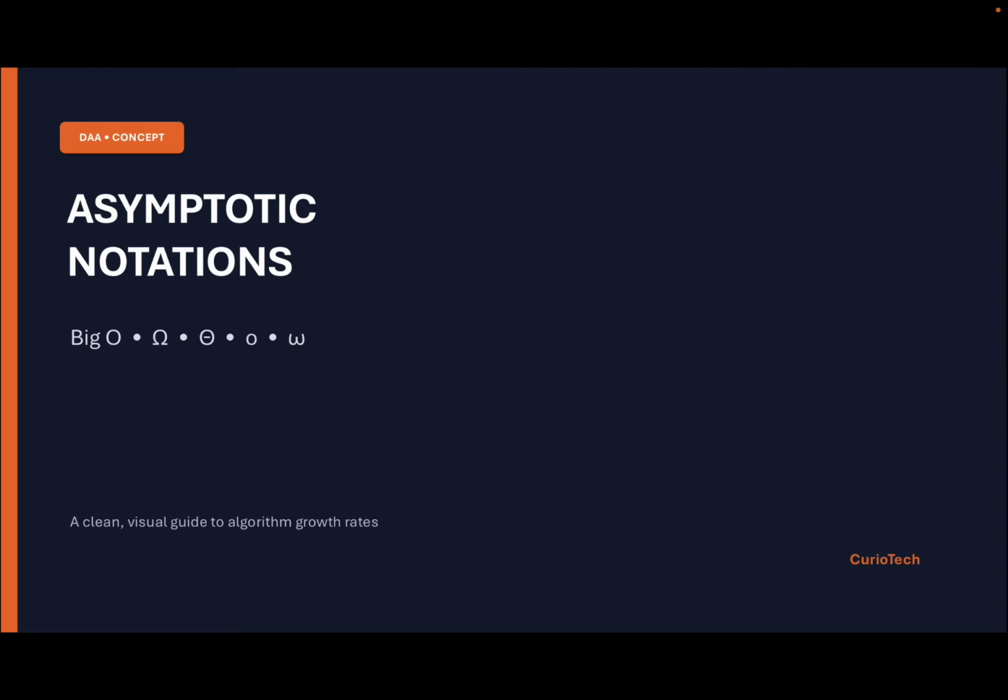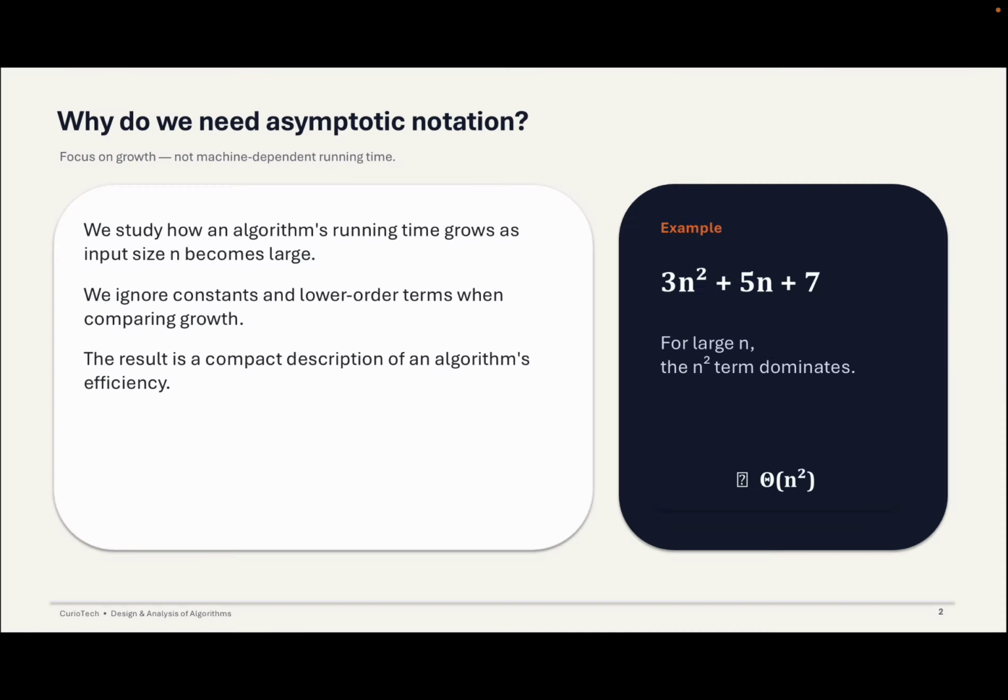For example, one algorithm may take 10 seconds for an input size of 100, while another may take 2 seconds. But is the second algorithm always better? Not necessarily. What really matters is how the running time grows when the input size becomes very large. So what we are basically interested in is growth. We check how the growth performs according to the input size, how that algorithm performs when the input size becomes very large.